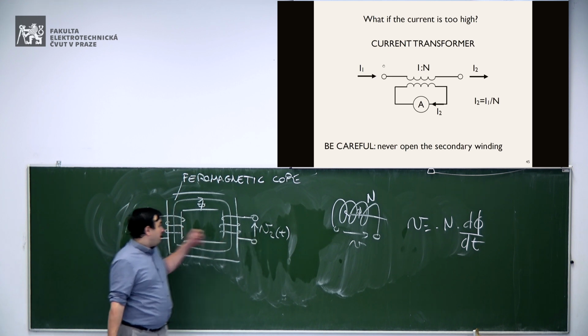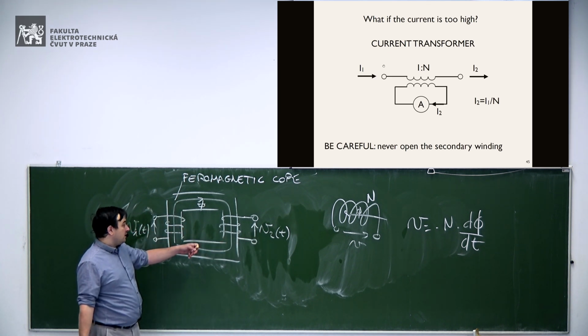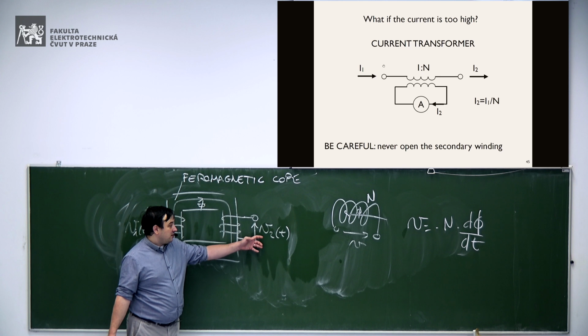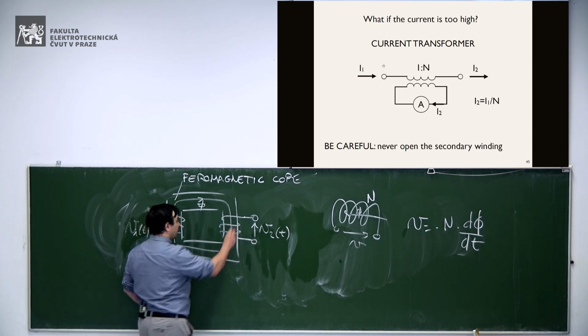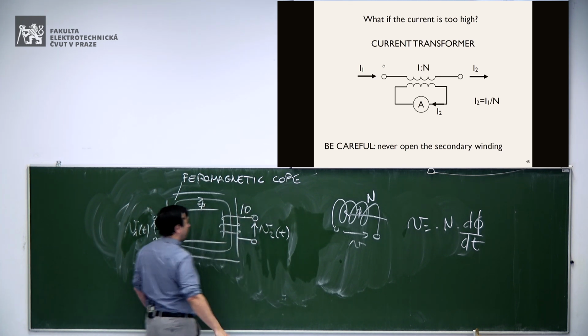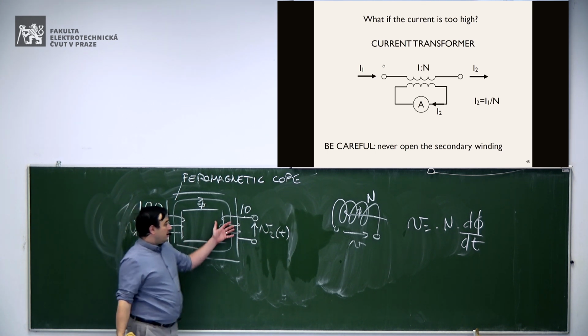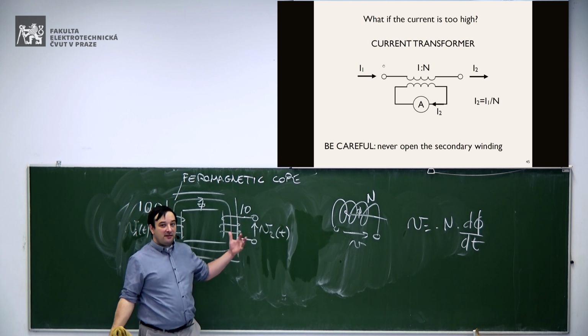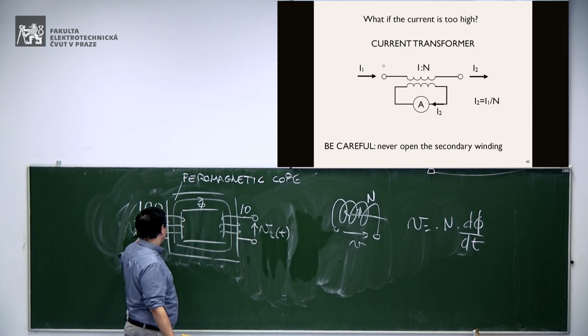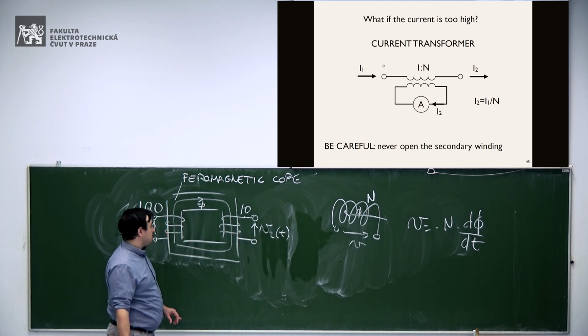Now, if you have a different number of turns, you will have a different voltage, right? So if you have here 10 turns and here 100 turns, here at the output you will get 1/10 of the voltage that you apply here, okay?